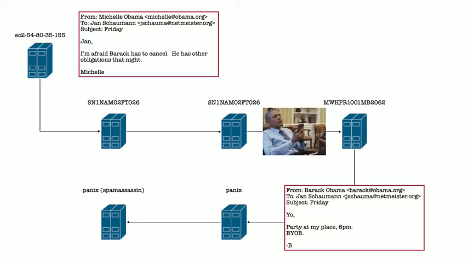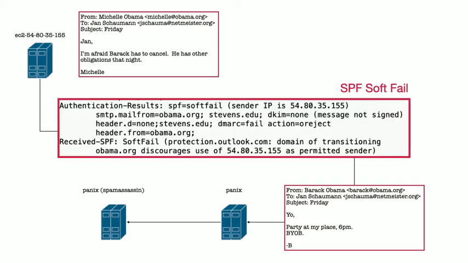Now, we already know that the origin IP may not have been trustworthy for the Obama.org domain, which is why SPF told us to be careful, but also note that we have an additional header, authentication results, that tells us something else. It says message not signed, meaning a few things. It implies that messages can be signed, that this message was not signed, and that we have to learn about one more system, DKIM.